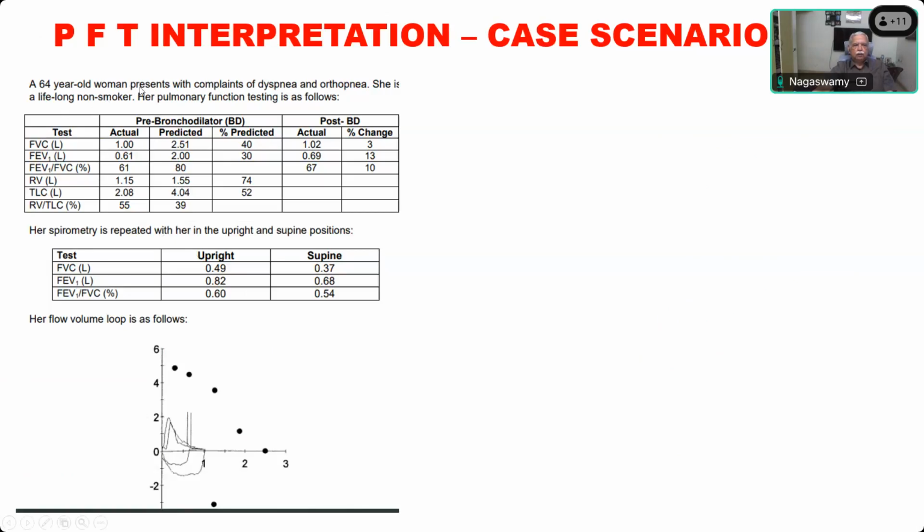A 64-year-old woman presents with complaints of dyspnea and orthopnea. She is a lifelong non-smoker. Her pulmonary function tests are as follows. FVC actual is 1, but predicted is 2.5. That means there is only 40% of the predicted FVC. FEV1 is also only 30% of predicted. TLC is 50% of the predicted. The patient has measured FVC and FEV1 in upright and supine position also. So with this clue, what is your diagnosis?